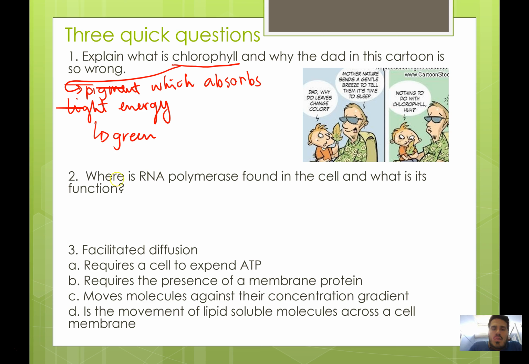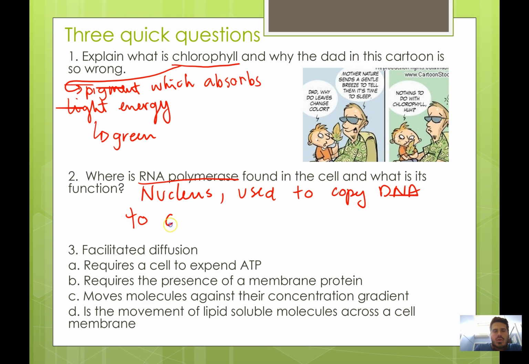Okay, so where is RNA polymerase found in the cell and what is its function? RNA polymerase is found in the nucleus and its function is it's used to copy DNA to create mRNA molecule.